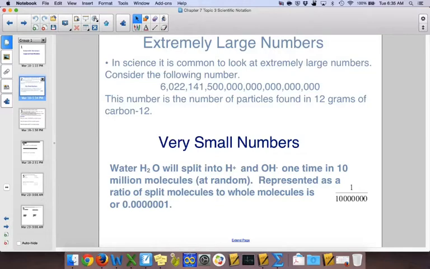We could also talk about really small numbers. Water H2O will split into H+ and OH- one time in 10 million molecules at random. It's represented by the fraction over here, which is also this decimal. So what we want to do is come up with a shorthand way to write these really large or really small numbers.